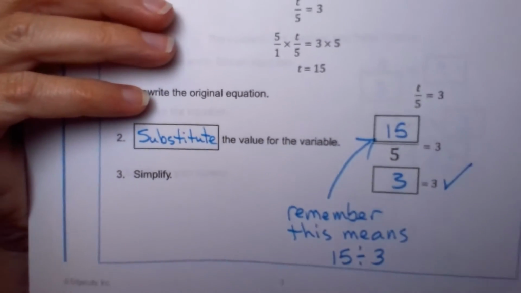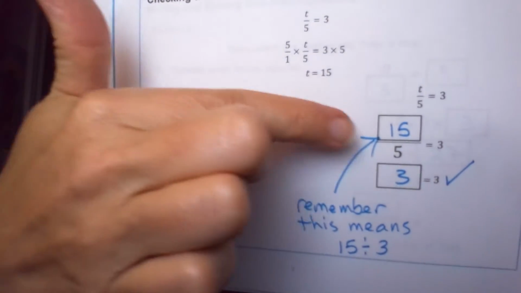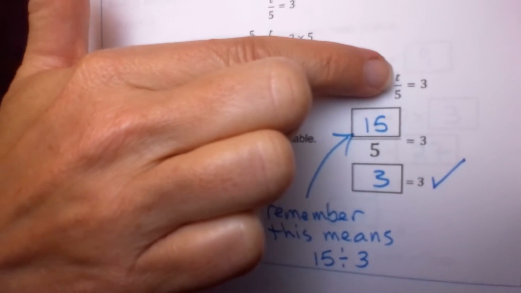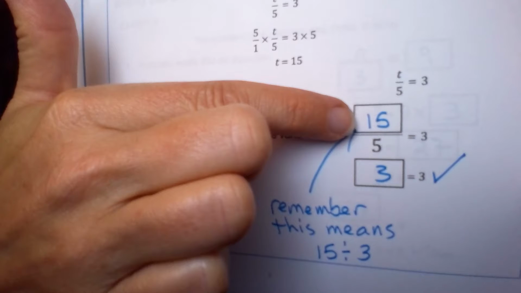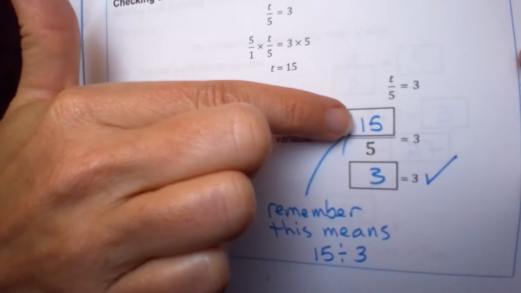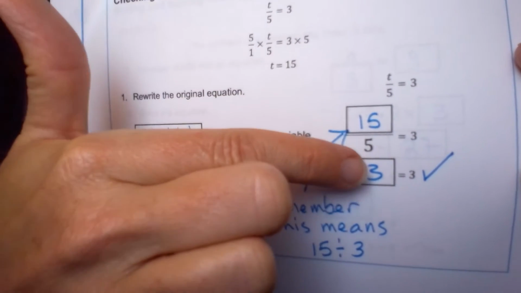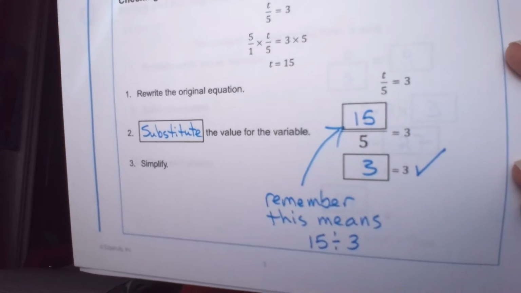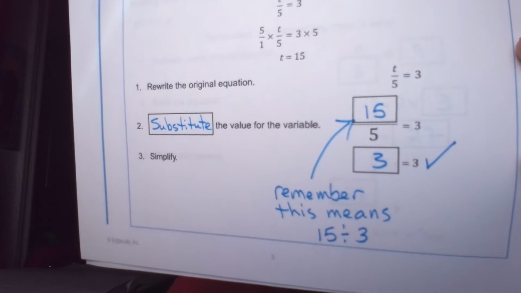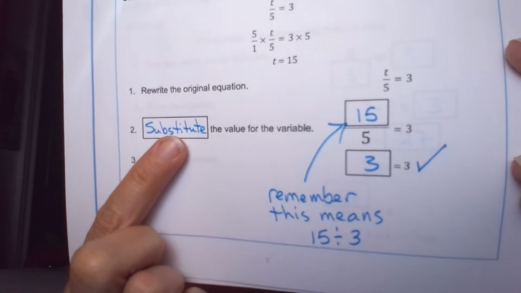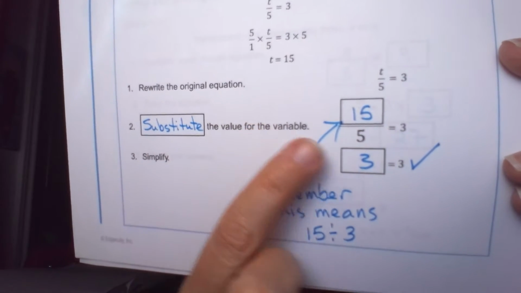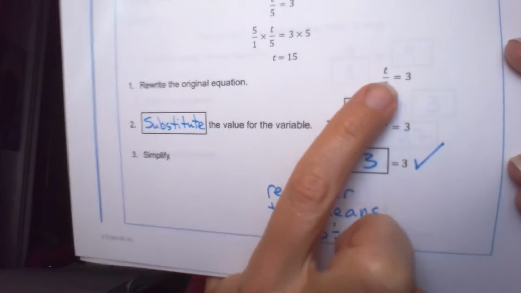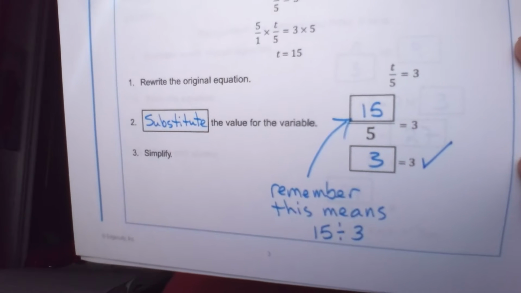And I go through to check it. I rewrite the problem. Here it is. And I change the letter t to 15, because that's what I'm thinking the answer is. 15 divided by 5 is 3. That is true, so 3 equals 3. Remember over here, we substitute the value of the variable. So my variable, which is t, aka just a letter, changes to 15.